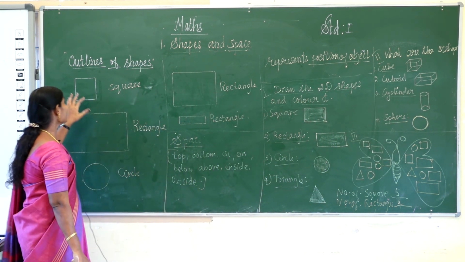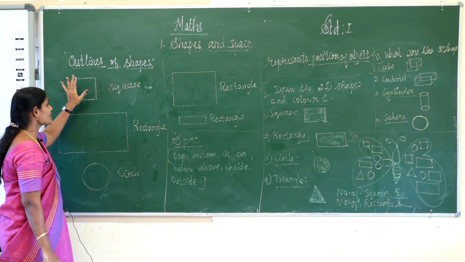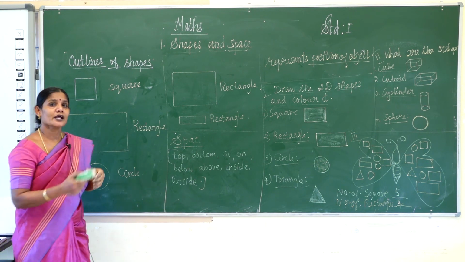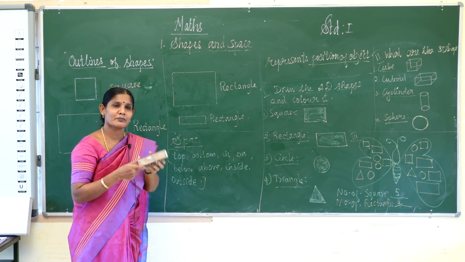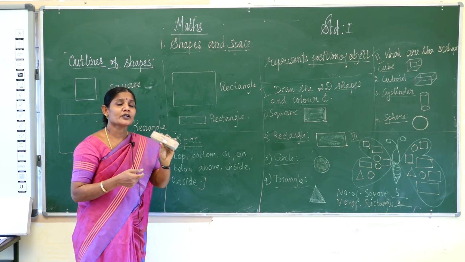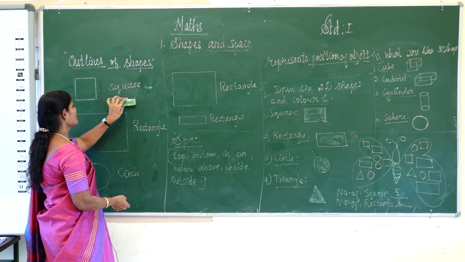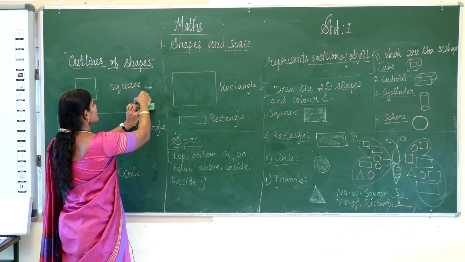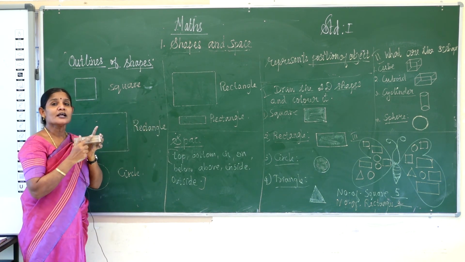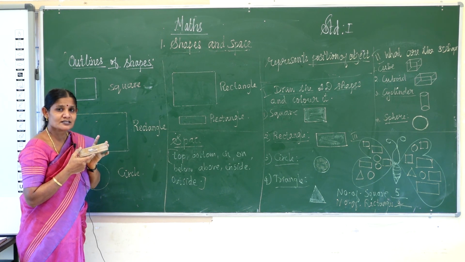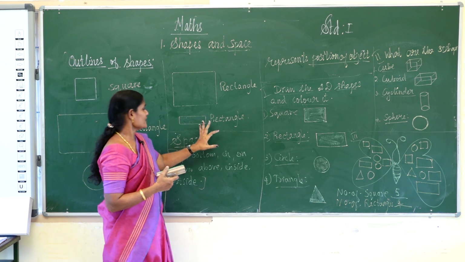Okay. Then next we see outlines of shapes. What is the outlines of shapes? You take any object, okay, you take this duster or any object, your box, pencil, eraser, button, like that you take. You take any object and trace the object. Put like that, you trace the object, draw the outlines, okay. What is the shape of the duster? The shape of the duster is rectangle, okay.